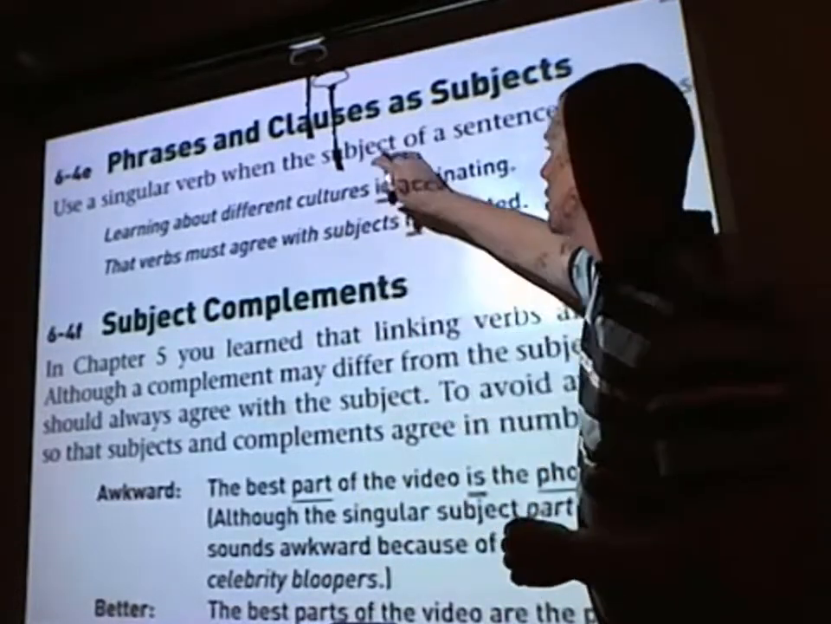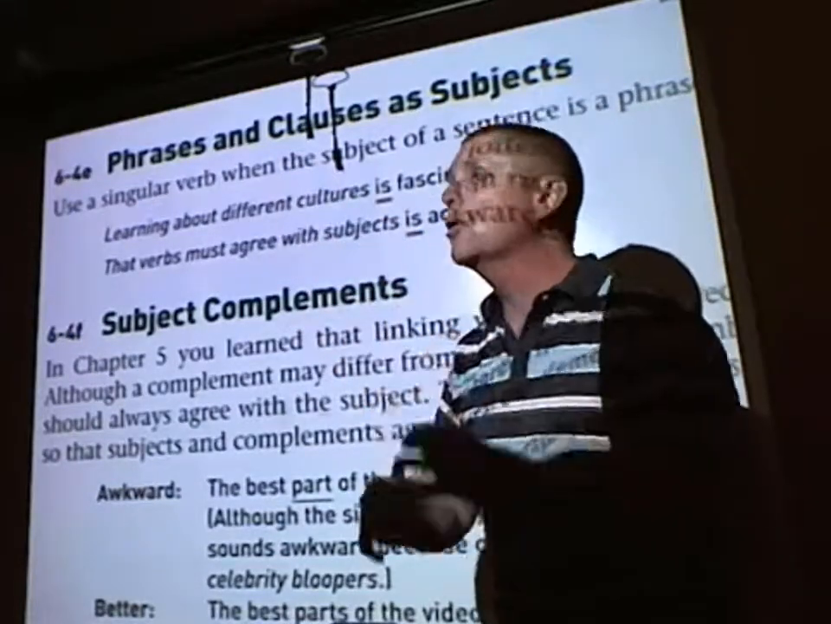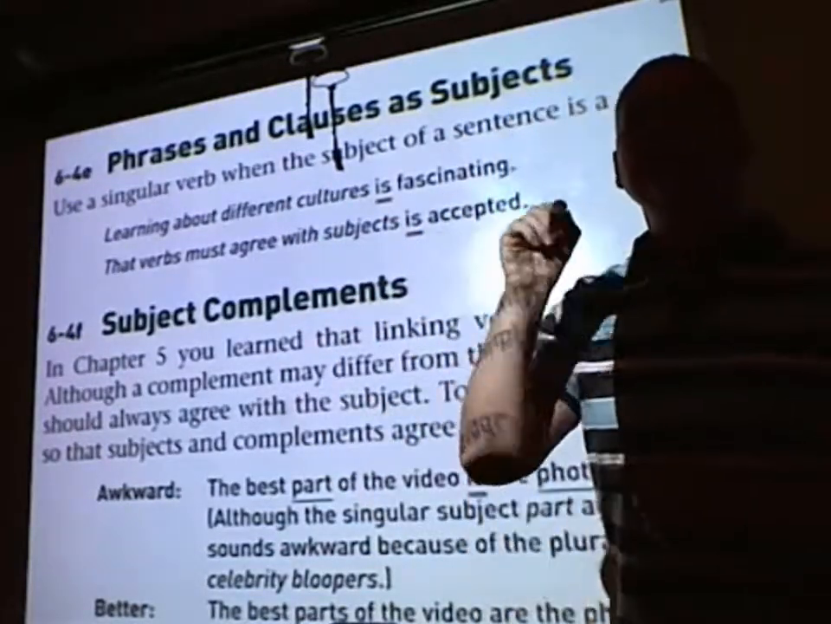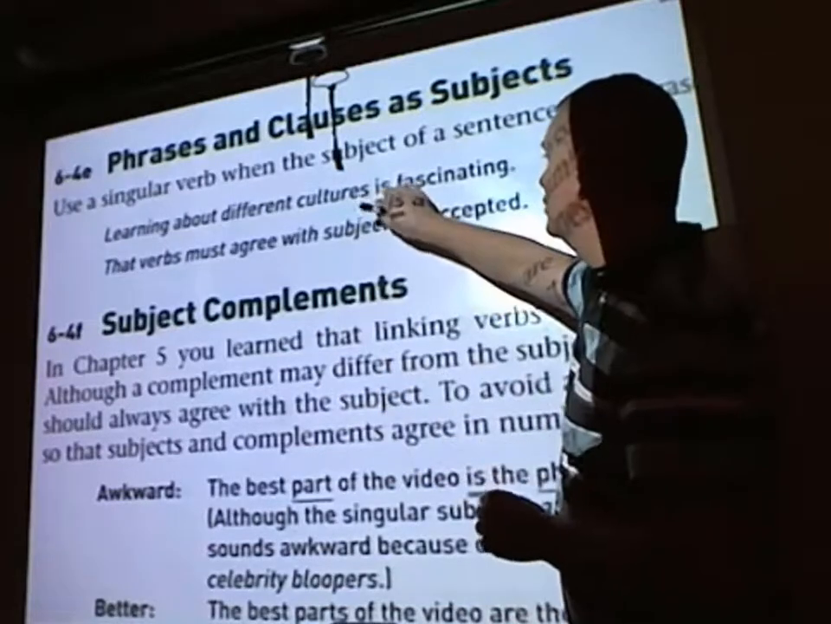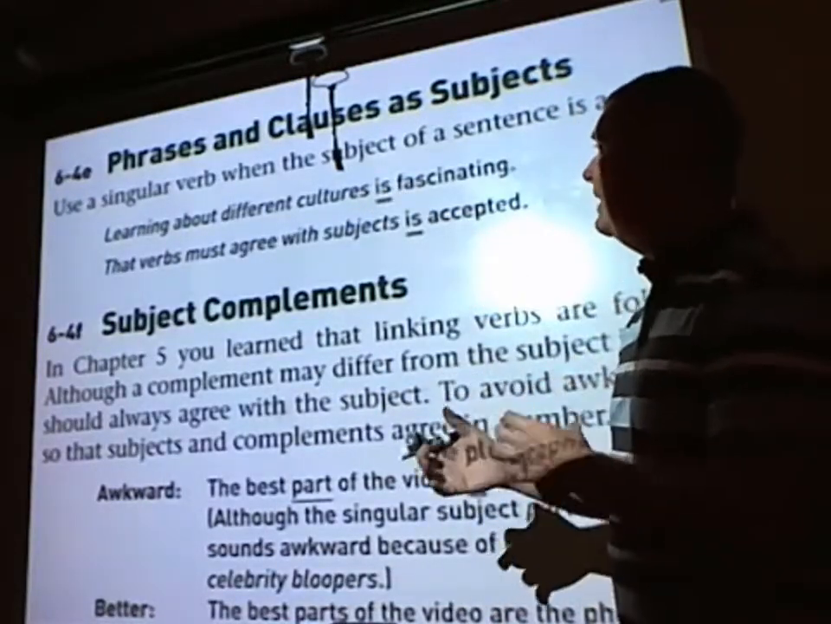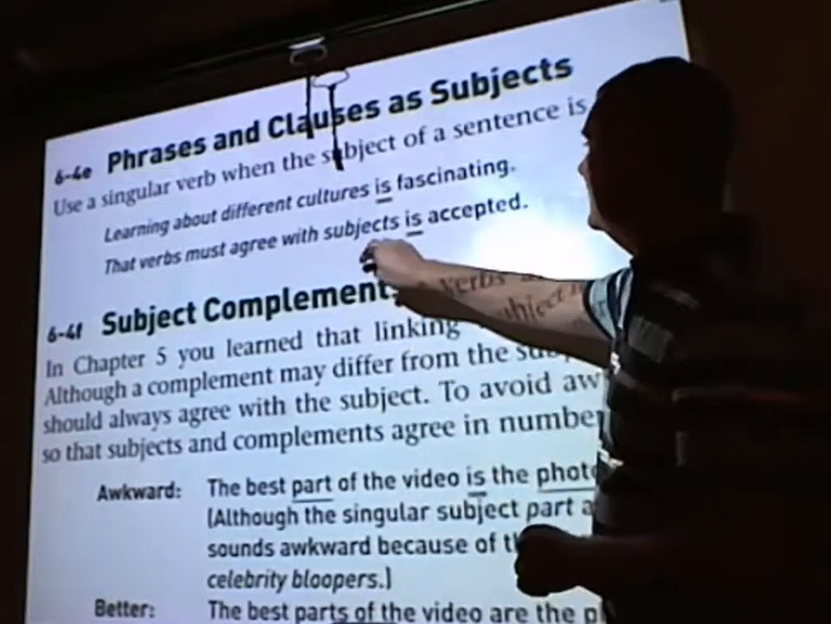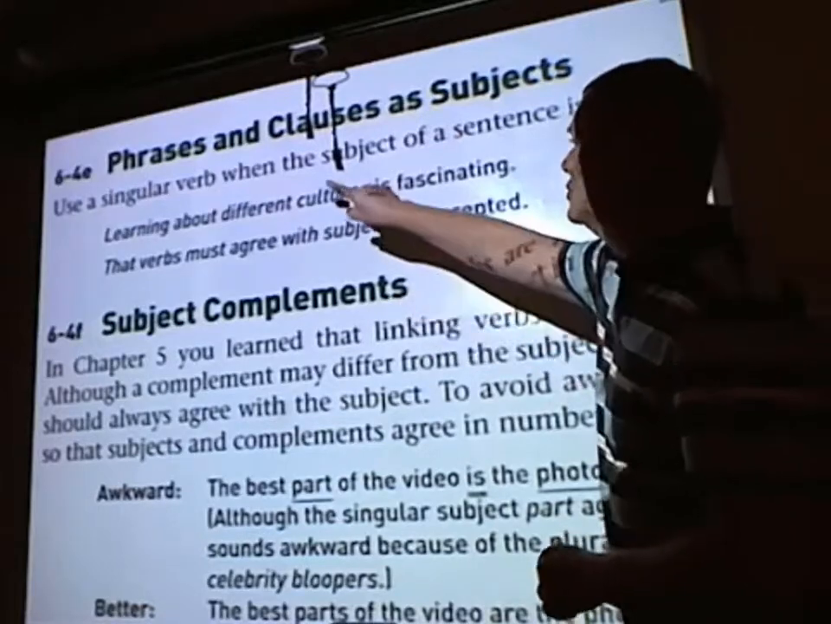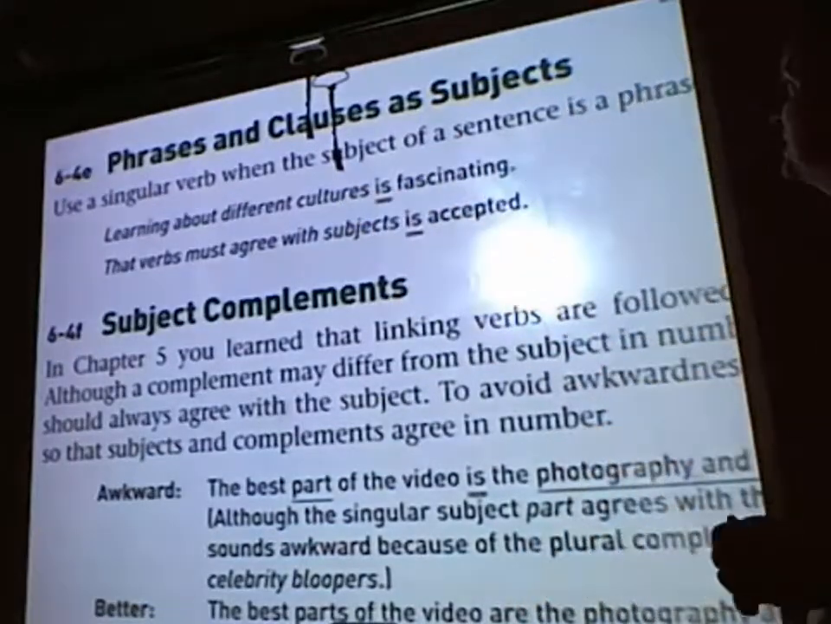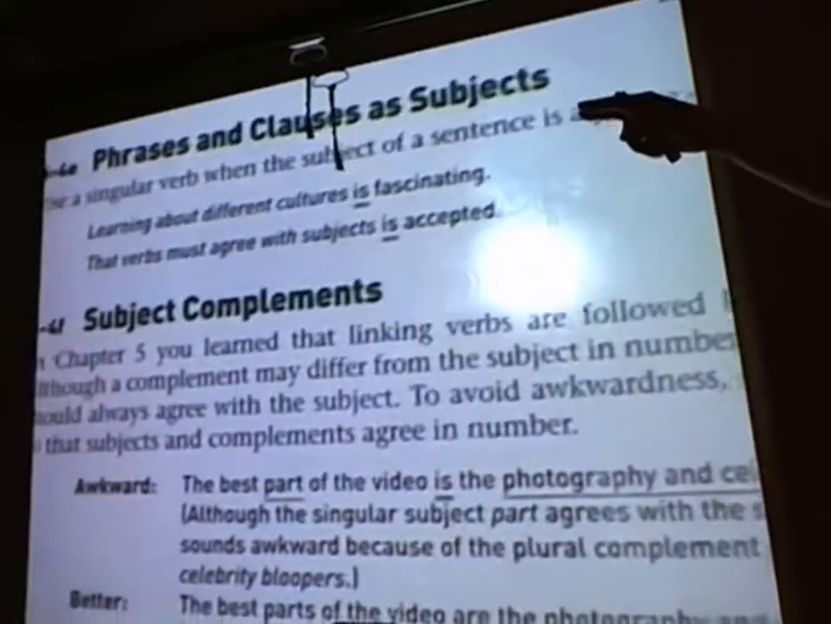And then the next one, that verbs must agree with subjects. That particular subject right there is singular, so we need a singular verb. Use a singular verb when the subject of a sentence is a phrase or a clause, even though it shows plurality in that phrase or that clause. Subject complements. Let's take a look at this one. This one's awkward. First of all, let's do a little bit of review.